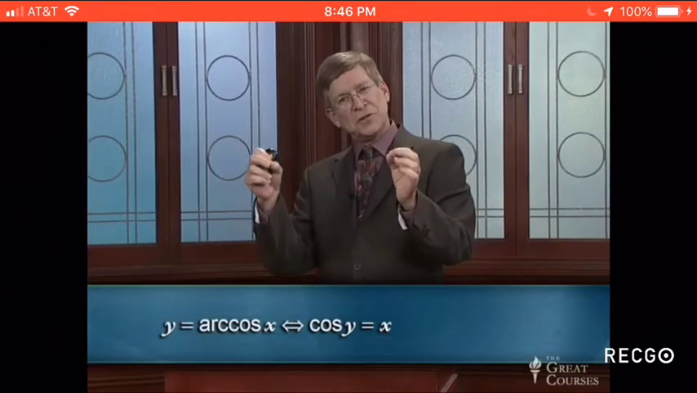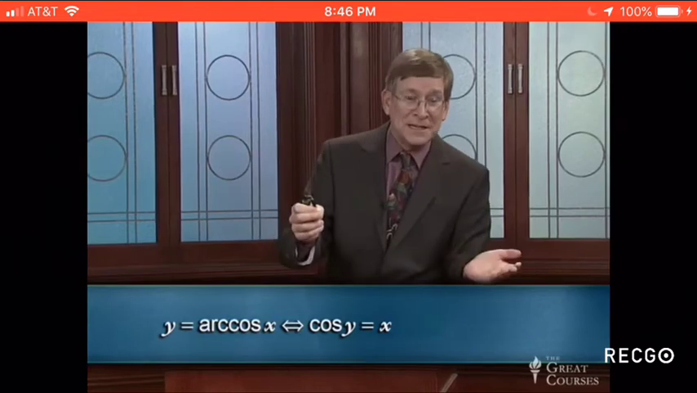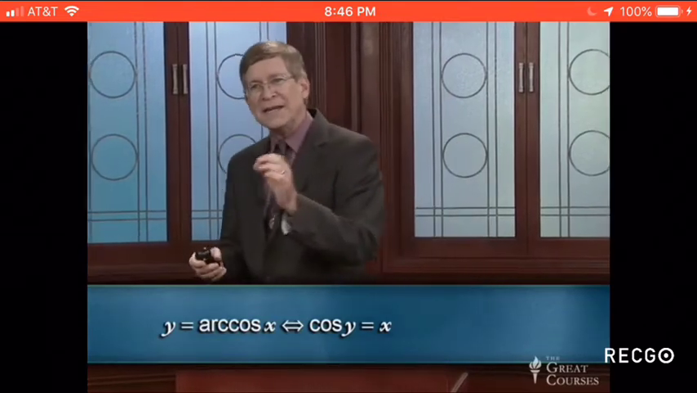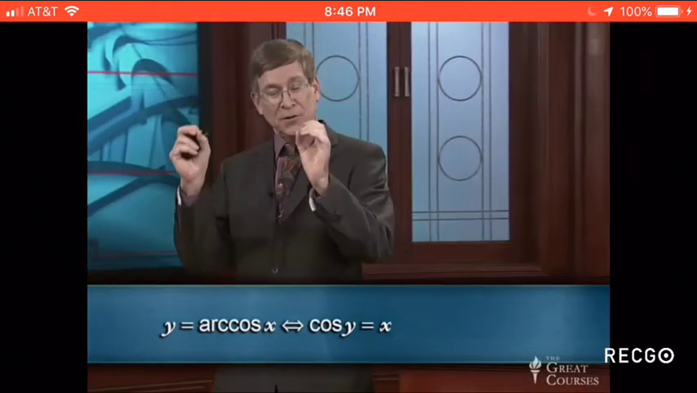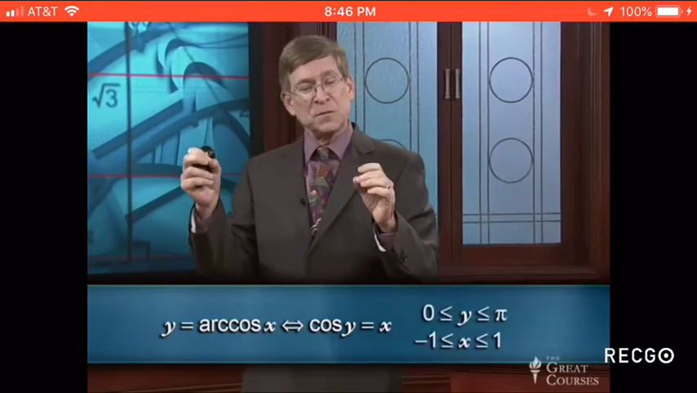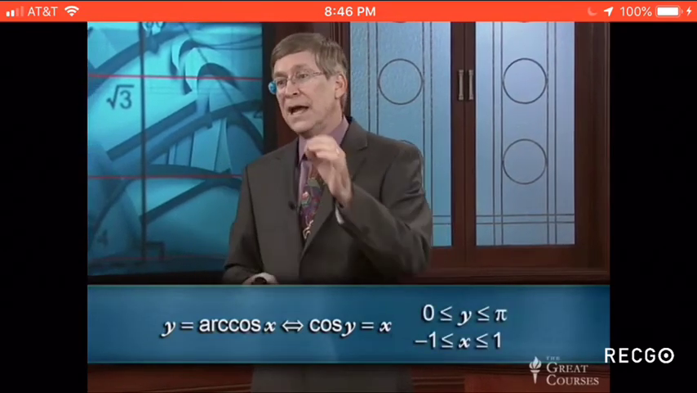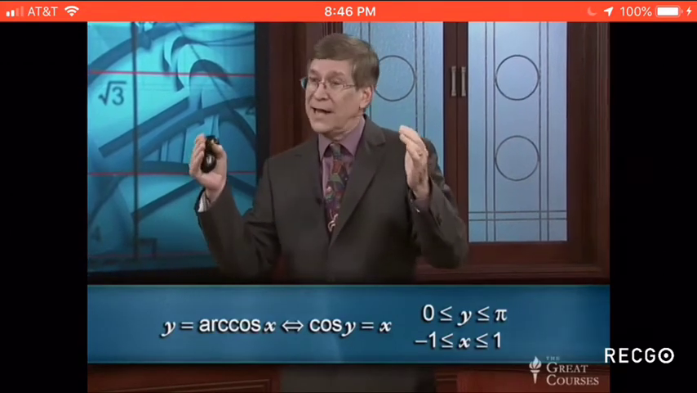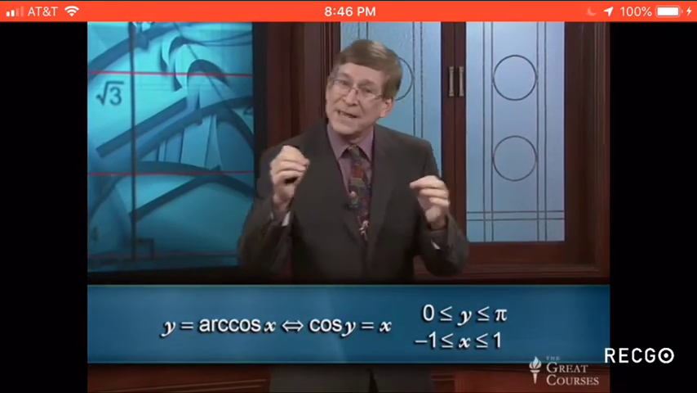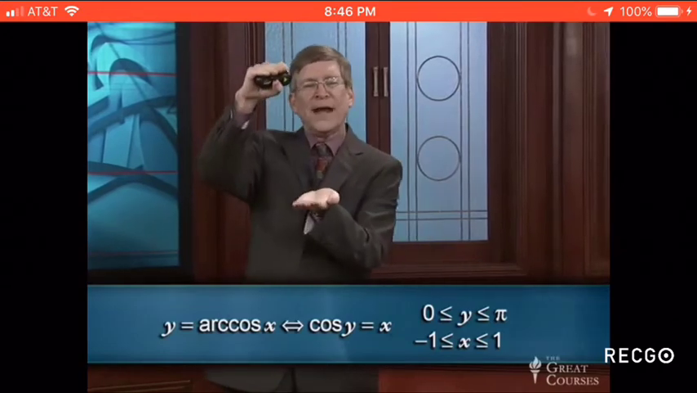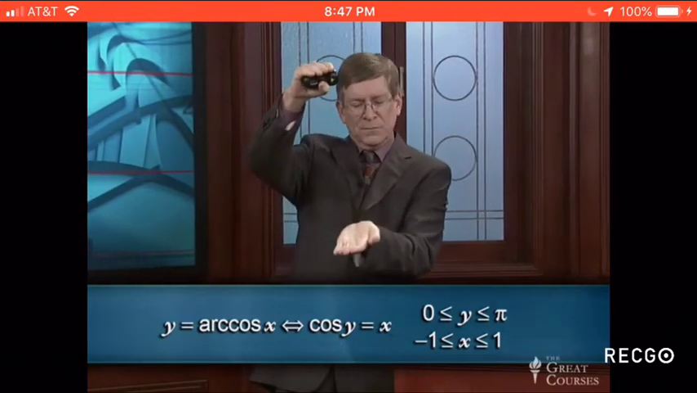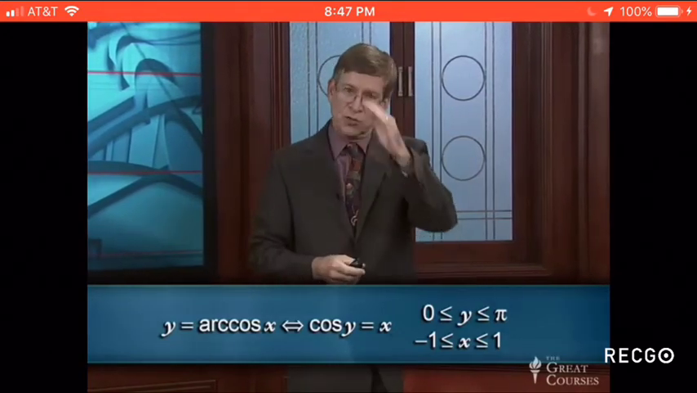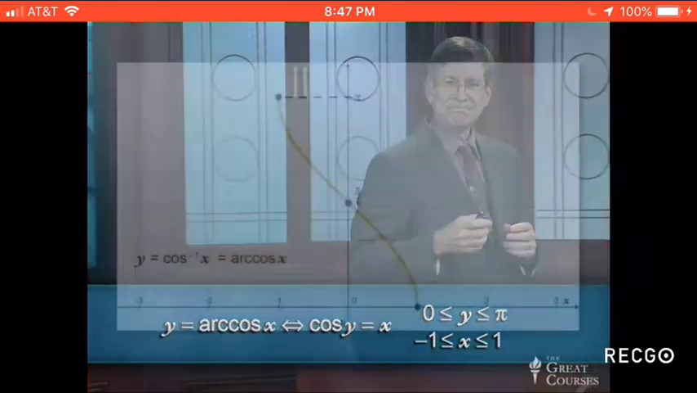Y equals arc cosine x if and only if cosine y equals x, and here come the restrictions: x is between -1 and 1, and y is between 0 and pi. 0 and pi, that's the restriction we made. The x part, -1 to 1, that's because it's still going between -1 and 1, like cosine always does.